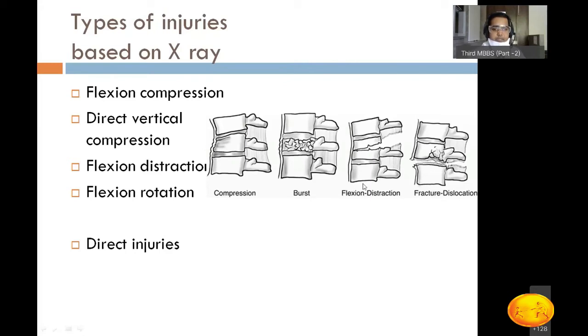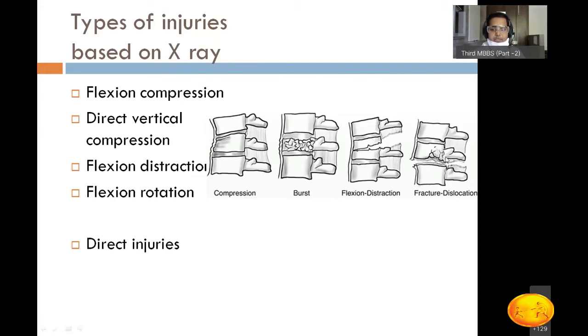Third type is flexion distraction. The spine is flexing, but the posterior elements of the spine are getting distracted. If you observe carefully, there is a difference between flexion compression and flexion distraction. Flexion distraction injuries are more dangerous because they involve right from the anterior to the posterior column, while flexion compression injuries in the initial grades only involve the anterior column. Middle and posterior columns are good, but in flexion distraction injury, which is also called chance fracture, there is involvement of anterior, middle and posterior column.